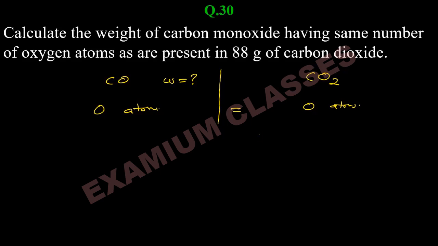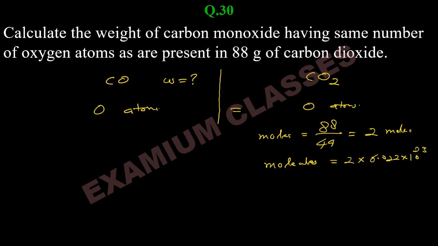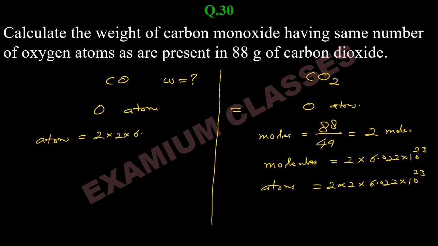So in 88 grams, how many moles will be there? Given mass of carbon dioxide divided by molar mass, that is 2 moles. And 2 moles will have how many molecules? Molecules will be 2 into 6.022 into 10 power 23. How many atoms? One molecule has 2 atoms, so twice of this. These many atoms. It means here also you need to have the same number of atoms: 2 into 2 into 6.022 into 10 to the power 23.